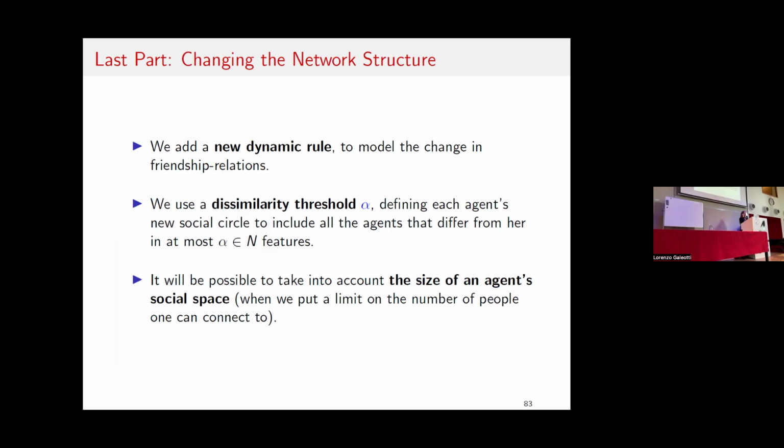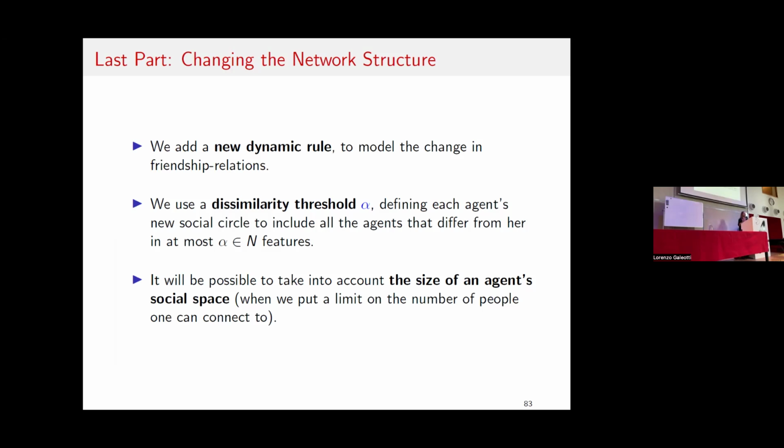And now I want to still tell you a little bit about a last part of work that I did with Fernando Velasquez Quesada on changing the network structure. And I have to look at the time. We're still in time. I can't tell you everything that I had prepared for this because that requires much more time. But I can tell you a little bit of what we did.